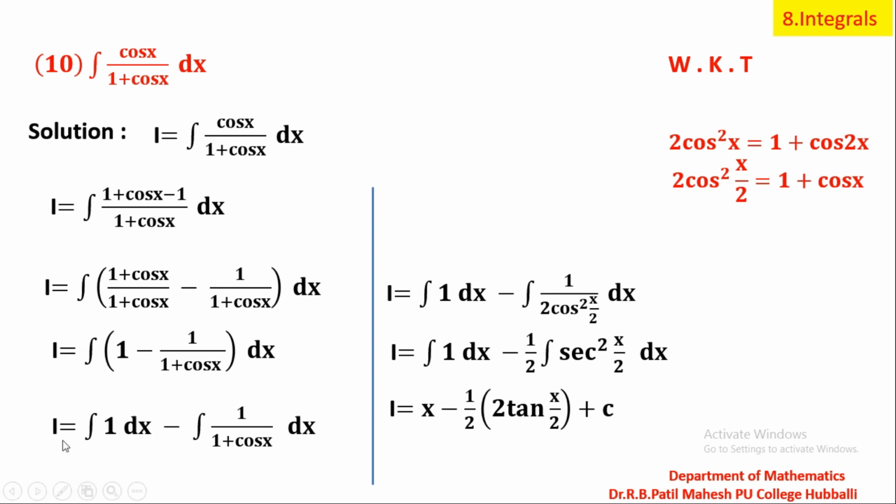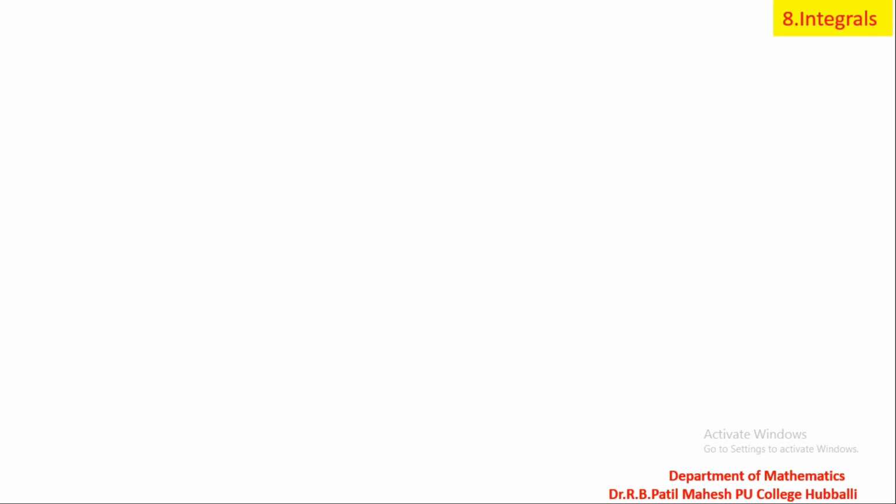So in the next step, we have the final answer, that is I equal to x minus 2, and the 2s get cancelled, so only tan x by 2 plus c comes. Hence, this is the solution of the problem. Let me go to the next, number 11. Integration of sin square x upon 1 plus cos x. Again, don't think it is by substitution. It is by trigonometric formulas. How is it going to be by trigonometric formulas?